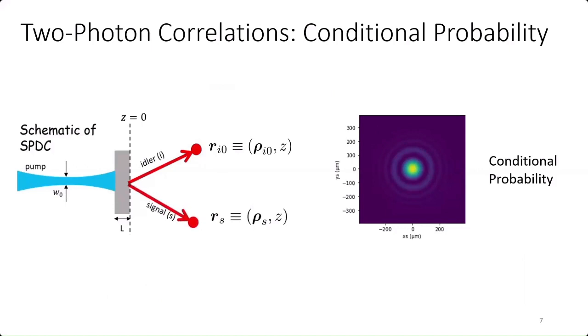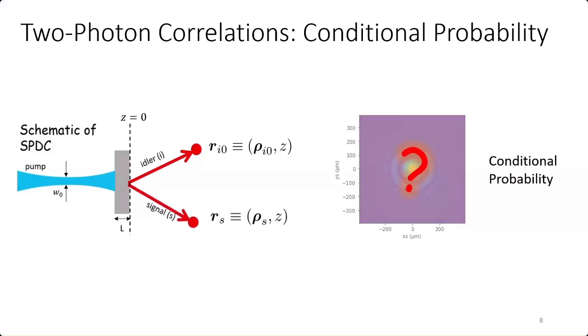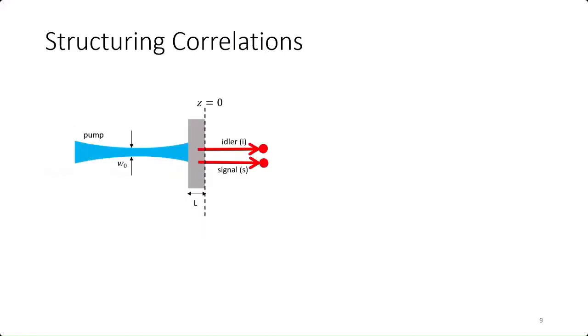Let us focus on the conditional detection probability. What do we mean by structuring these correlations? Structuring the correlations means trying to get different kinds of shapes for this distribution of conditional probability. So once again, let us look at the schematic of SPDC. When we are looking at the distribution close to the crystal, we call it the near field distribution. And when we are looking at the distribution far away from the crystal, it is called the far field regime.